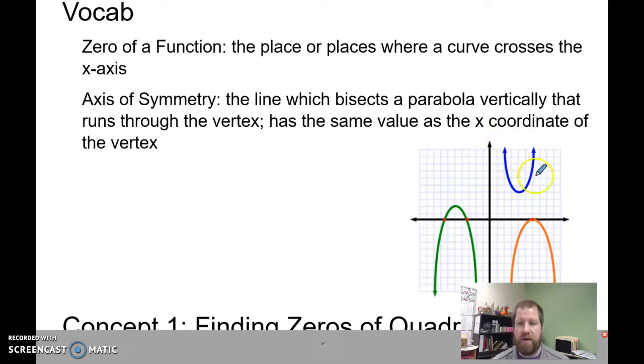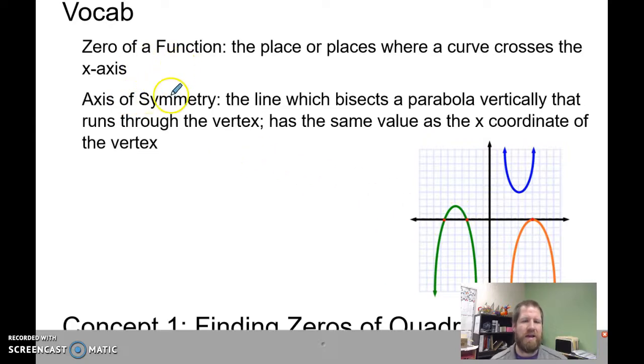You could have a parabola without any zeros, a parabola with 1 zero, where its vertex is on the x-axis, or a parabola with 2 zeros if its vertex is above the x-axis and it opens downward, or below the x-axis opening upward.